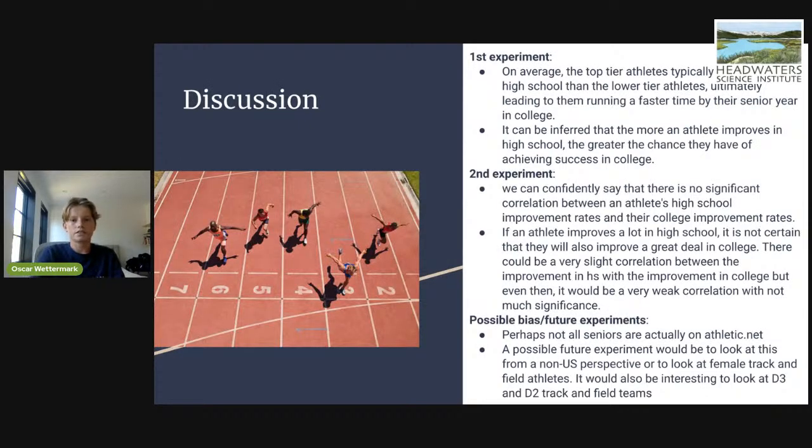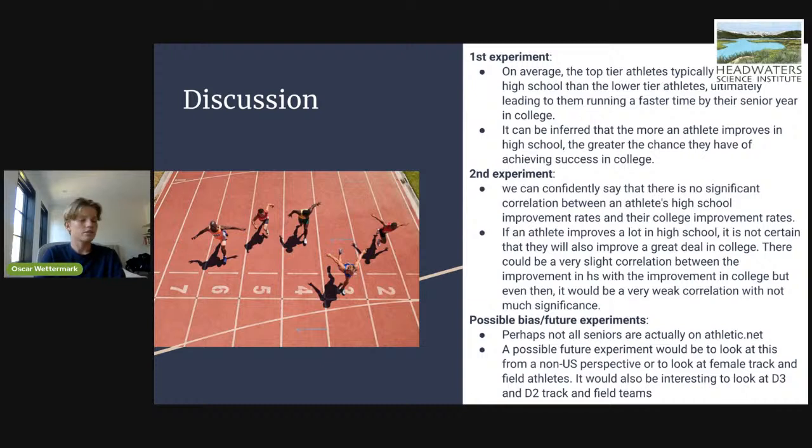Okay, now on to the discussion. The top tier athletes improved more than the lower tier athletes, which led to them running a faster time by their senior year in college. It can be inferred that the more an athlete improves in high school, the greater the chance they have of achieving success in college. And for the second experiment, we can confidently say that there is no significant correlation between the athlete's high school improvement rates and their college improvement rates.